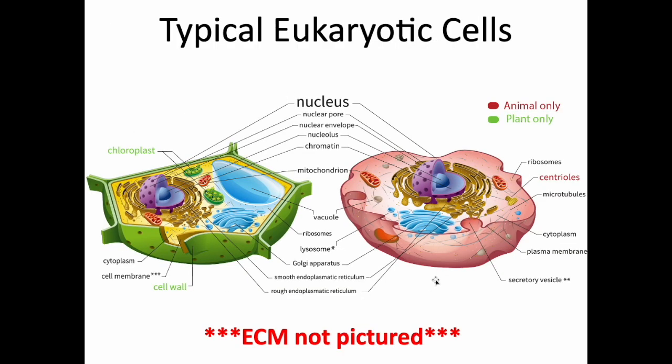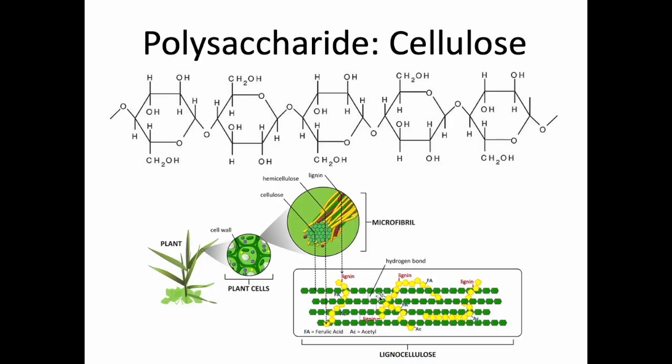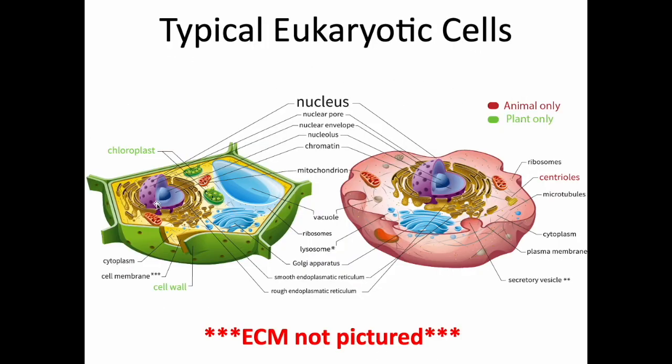Unfortunately, it's not pictured in this big old overview here, but if we zoom in on an animal cell, we can see the extracellular matrix. And this is it. So here's our plasma membrane. The extracellular matrix is not a thick, rigid wall of polysaccharides. It's still outside of the cell, but it is a loosely packed amalgamation of carbohydrates and proteins. So this is strong, but it is a lot more flexible than the cell wall, which makes sense.